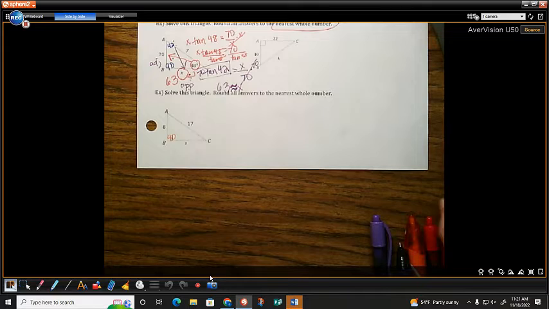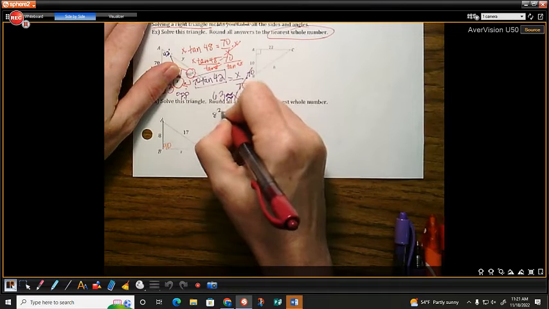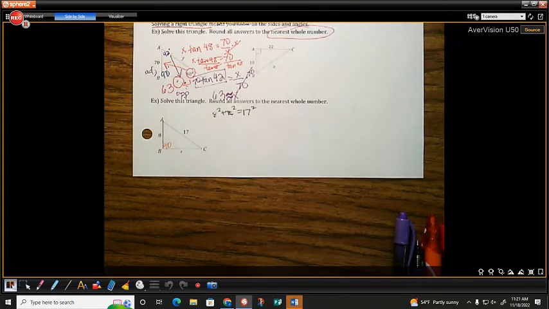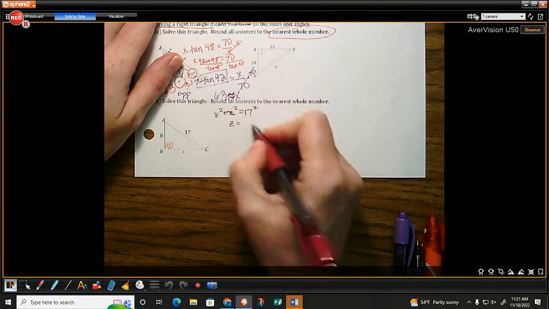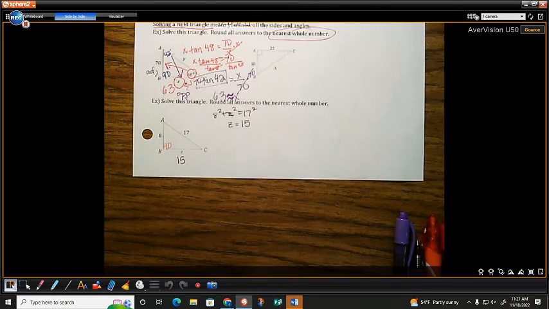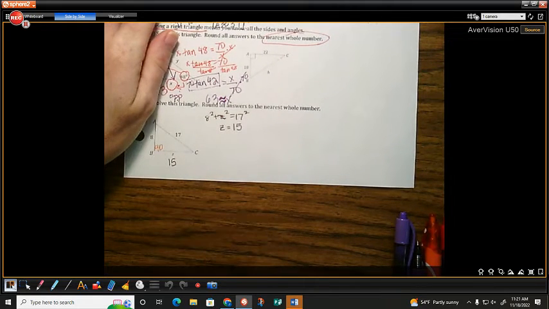So I can't use a special triangle, but I can always use the Pythagorean theorem if I know two of the sides. 8 squared plus z squared equals 17 squared. And of course, you memorized your special Pythagorean triples, right? Or you could do the work, and z ends up equaling 15. See, us lazy people who use these a bunch, we memorize them so we don't have to do as much work.